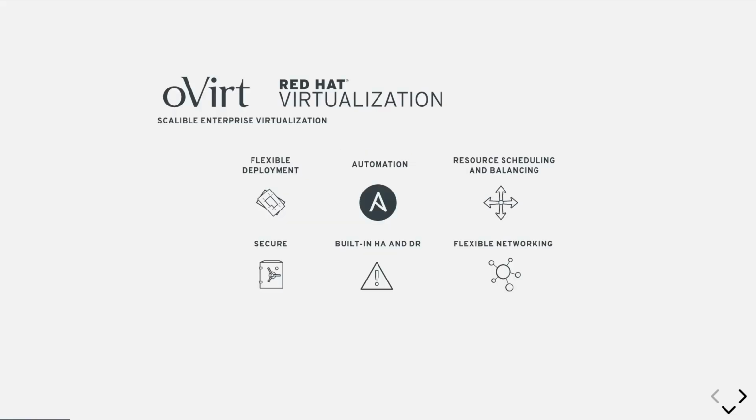oVirt is designed to be scalable and has a flexible deployment model. Automation is a first-class citizen for managing and maintaining the platform, and it has built-in capabilities that are huge cost uplifts with proprietary competitors, such as resource scheduling and balancing, security, HA and DR, and software-defined networking.